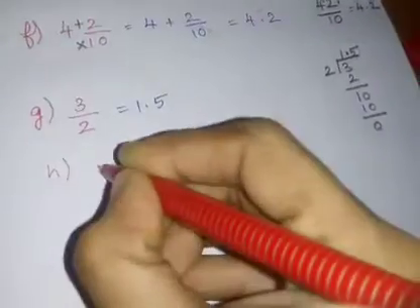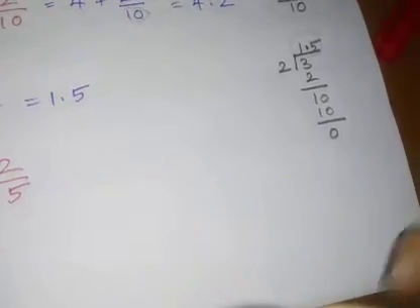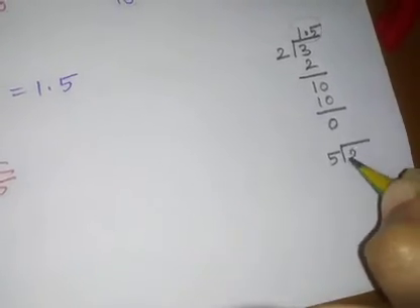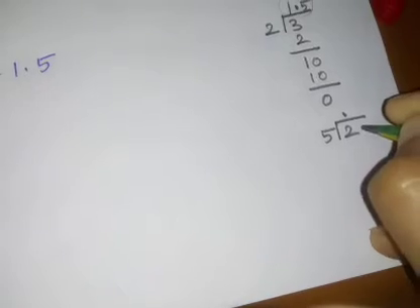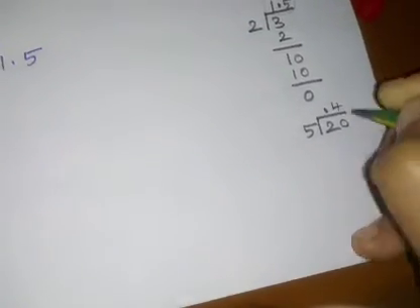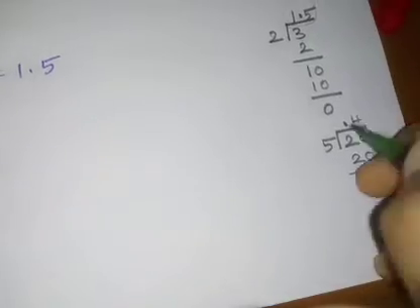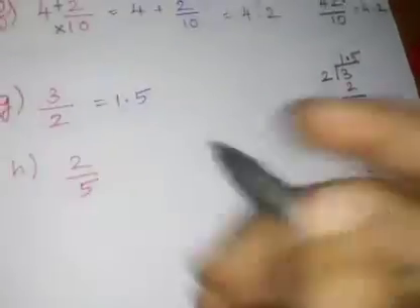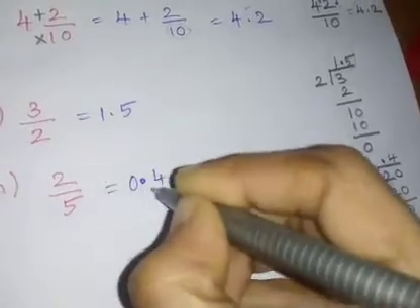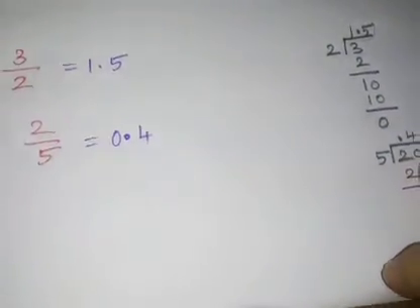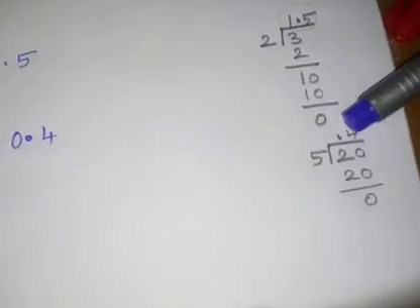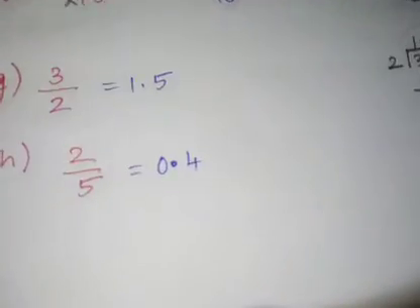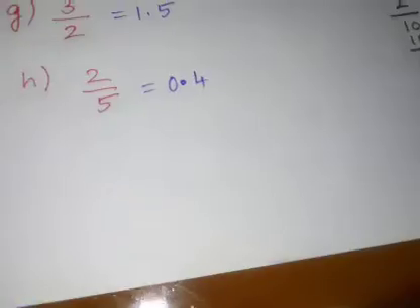Next, problem H. 2 by 5. As usual, division: 5, 2. Can we divide 2 by 5? No. So you can put a decimal point and insert a 0. 5 fours are 20. Remainder 0. So what is the decimal number you are getting? 0.4. Can we write it like this, .4? No, we should write 0.4. Okay, listen. This point we should not write simply .4, children. You should write 0.4.